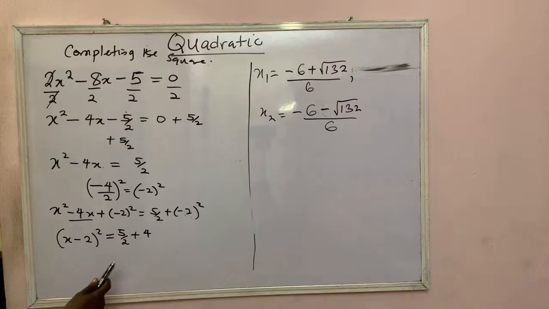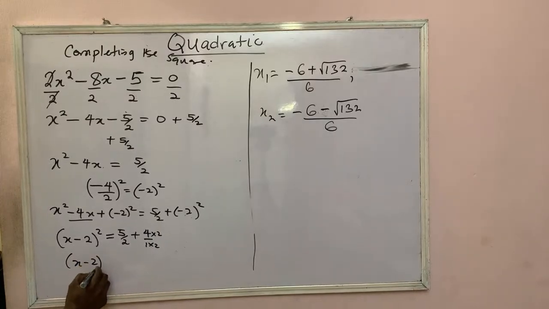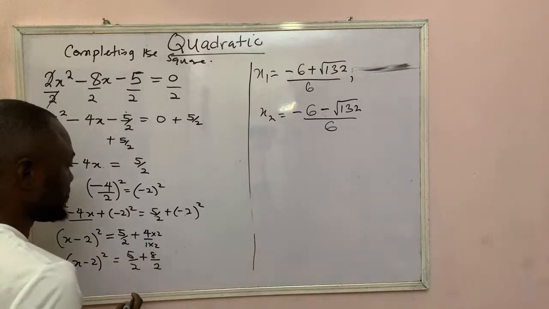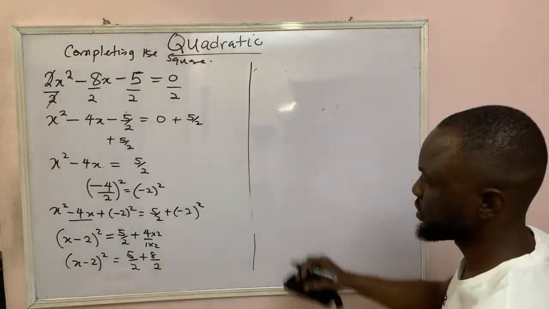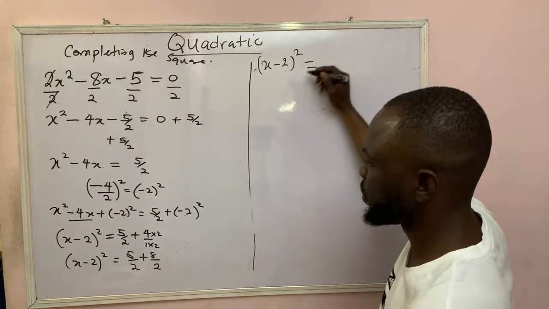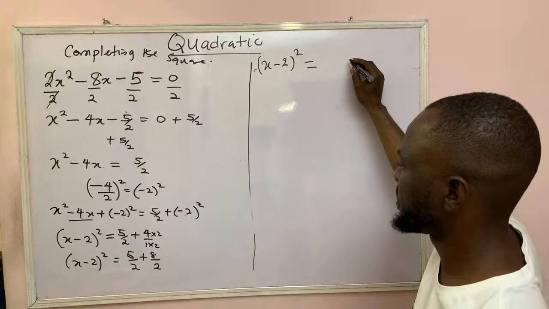I want to add this, so I can say this is over 2. I want to make the denominator the same, so I will say 4 times 2 over 2. So x minus 2 all squared equals 5/2 plus 8/2. So I can add this plus this, and I get 13/2.